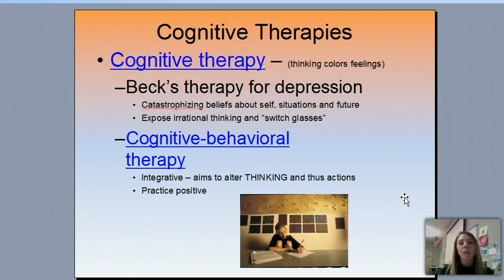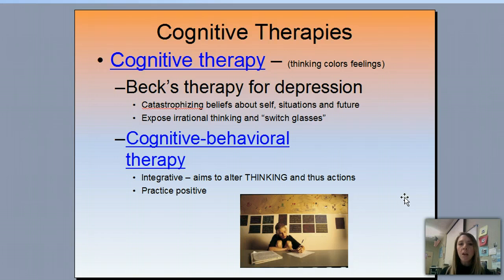So cognitive thinking, and this is again a little, I don't want to say common sense, so you hopefully will like this a little bit more. So cognitive therapy is going under the umbrella or the thought that my thinking colors my feelings, that what I think about what just happened will affect how I felt about what just happened.